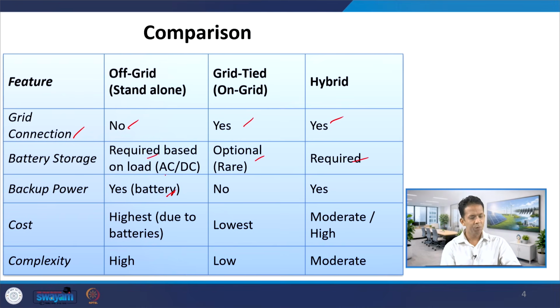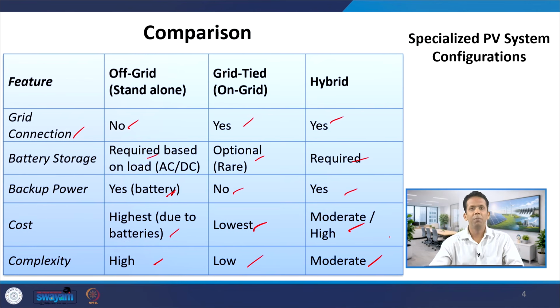Backup power: yes, there is a backup power, a battery is there. Grid tied will often have no backup, and hybrid will have a battery to supply backup power. Cost: it's highest for standalone mainly because of batteries, lowest for grid tied, and moderate to high for hybrid. Complexity is high because of the larger number of components in a standalone PV system. Then in grid tied, it is low cost, and for hybrid the cost would be moderate.